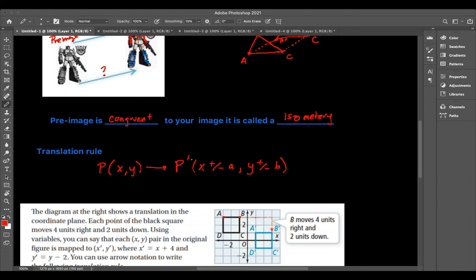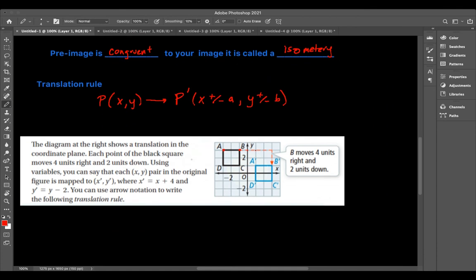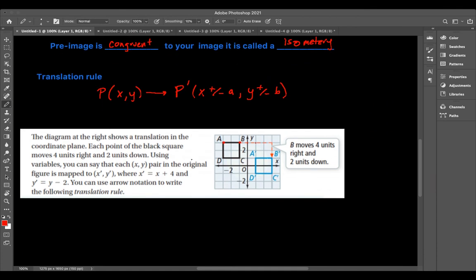Okay? So you're probably like, what the heck is that? All right, you'll understand as we go along. Okay, so here's an actual example of what we're talking about.